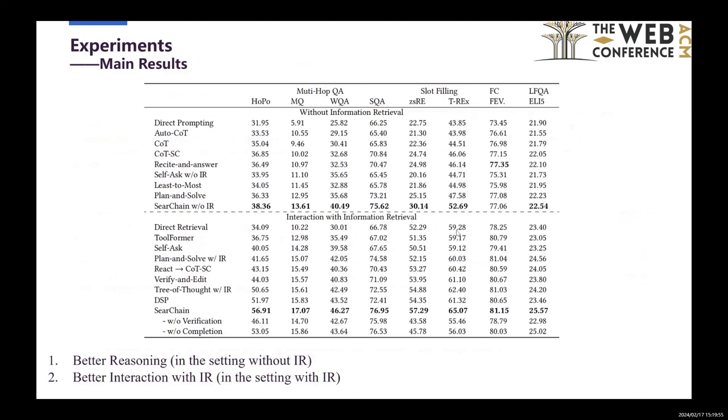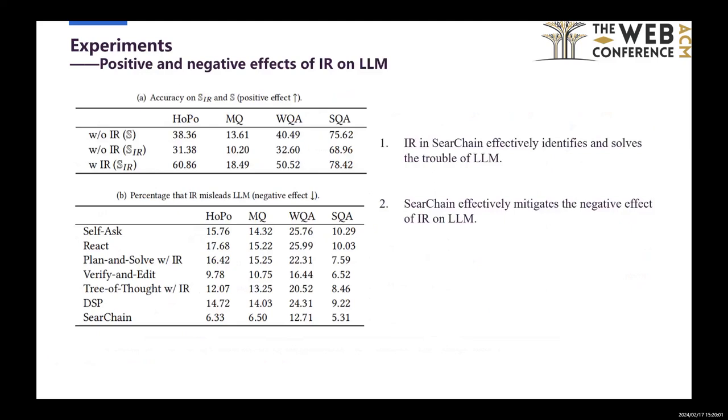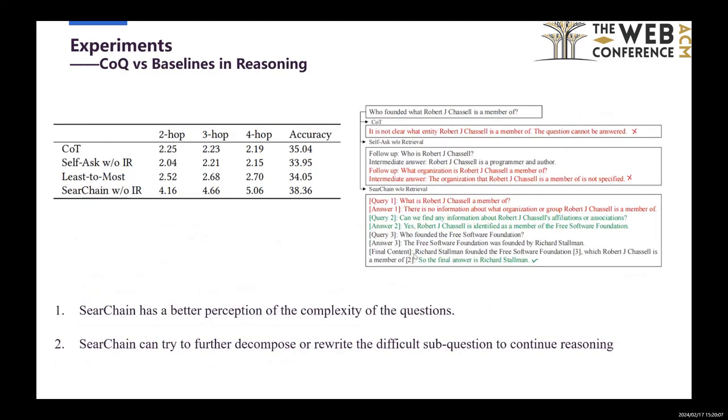The main experimental results show that our method, besides IR in Search-in-the-Chain, effectively identifies and solves the trouble of the LLM, and Search-in-the-Chain effectively mitigates the negative effect of IR on the LLM. Search-in-the-Chain has a better perception of the complexity of the questions and can try to further decompose or rewrite the difficult sub-question to continue reasoning.